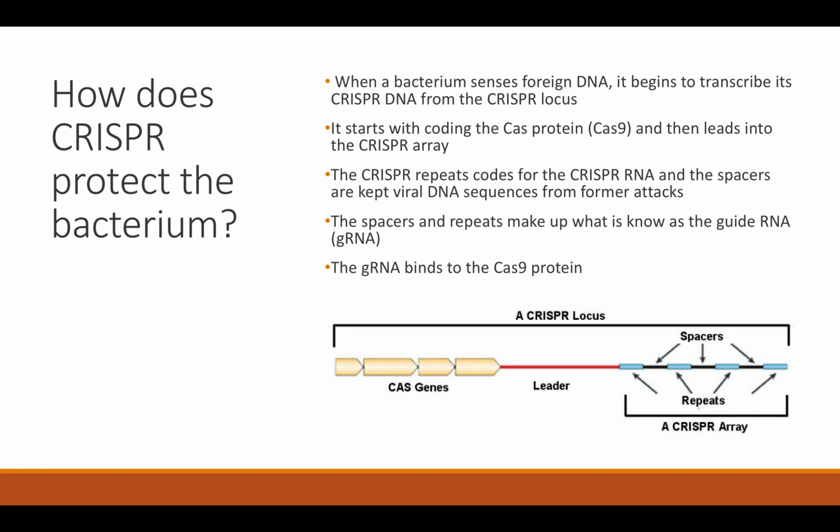And then I have this here saying that the spacers and the repeats make up what's known as guide RNA, and the guide RNA binds to the Cas9, which is how it will go and find the DNA to cut it up to stop the viral infection, so that the viral DNA can't be transcribed and translated into proteins that would kill the bacterium.